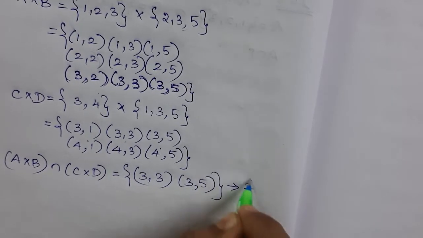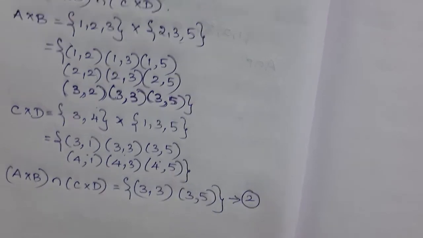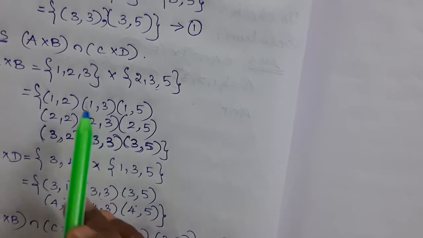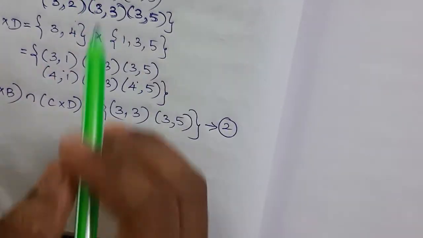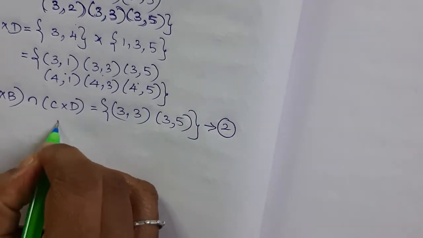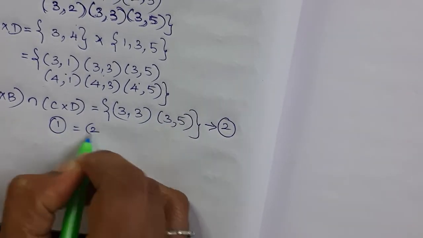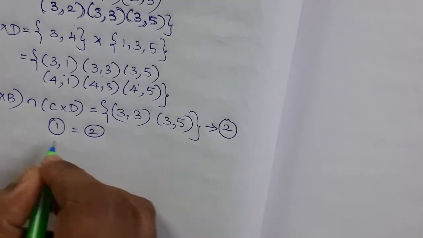Name it to be equation number 2. Now you could see that equation number 1 is (3, 3), (3, 5). And equation number 2 is again (3, 3) and (3, 5). That is equation 1 is equal to equation 2. That is your left hand side is equal to your right hand side.